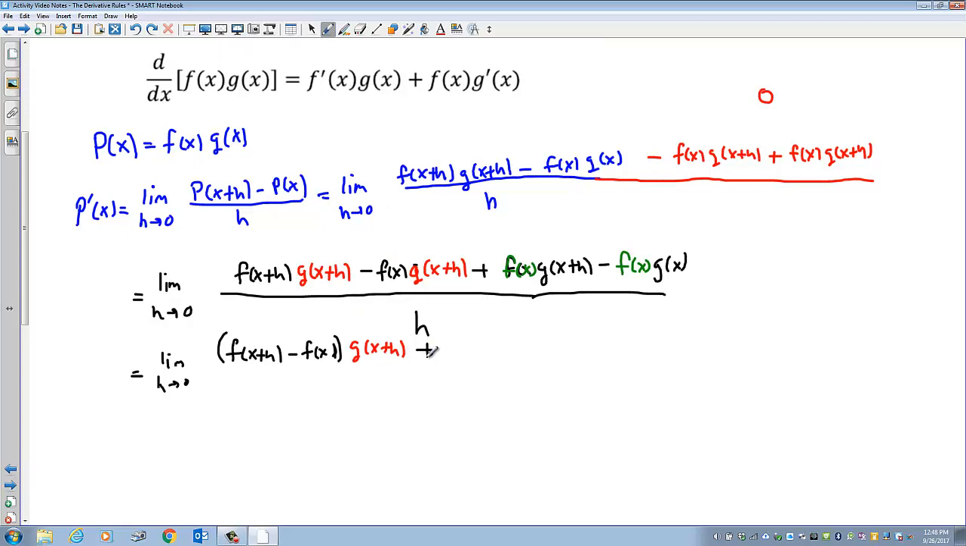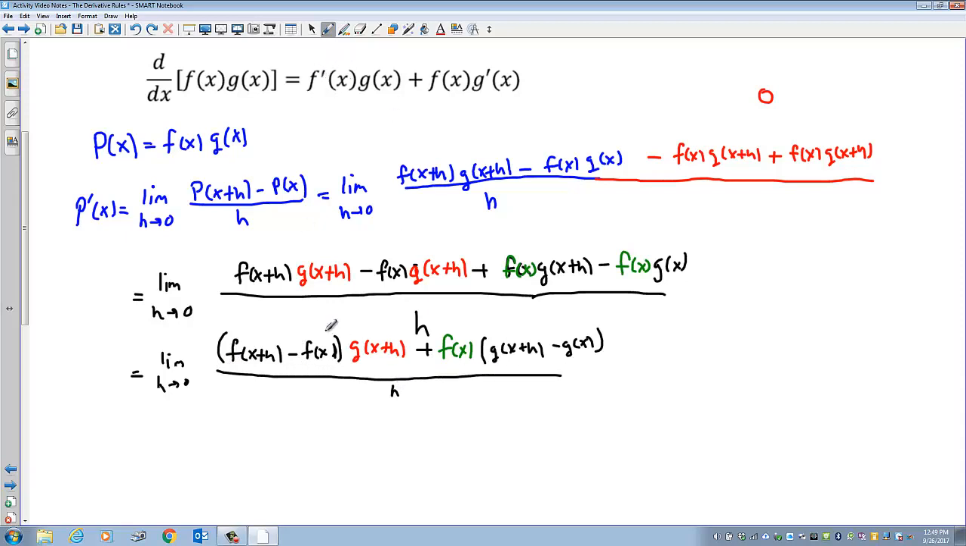And then what I can do here is I can factor out this f of x, because they have that in common out of those two terms. And so in green, I'll factor out the f of x. And then what do I have left over? I have left over that g of x plus h minus a g of x. And if you think about it, it's really starting to look like what I have up here.